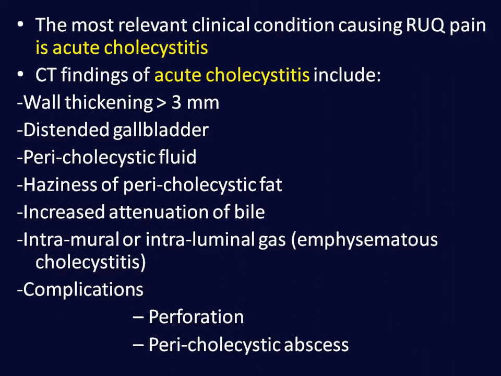CT findings of acute cholecystitis, I think everyone knows it. It's wall thickening of the gallbladder, more than 3 mm, distended gallbladder, pericholecystic fluid, haziness of pericholecystic fat, increased attenuation of the bile, intramural or intraluminal gas in cases of emphysematous cholecystitis. It might be complicated by perforation resulting in pericholecystic abscess formation.